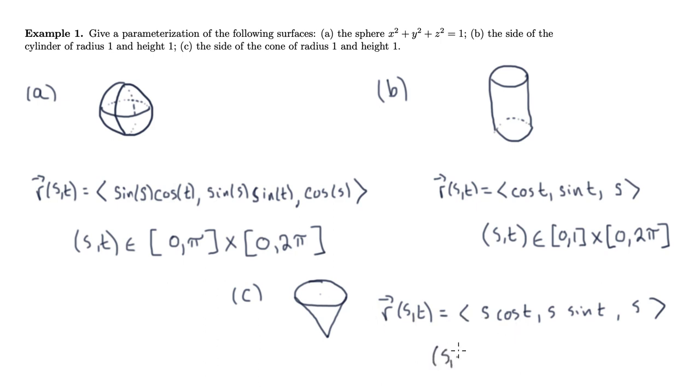And this is again for s and t in the same domain. s is just going from 0 to 1, and then t is going from 0 to 2 pi. Okay, so that's just 3 examples of commonly parameterized surfaces in space.